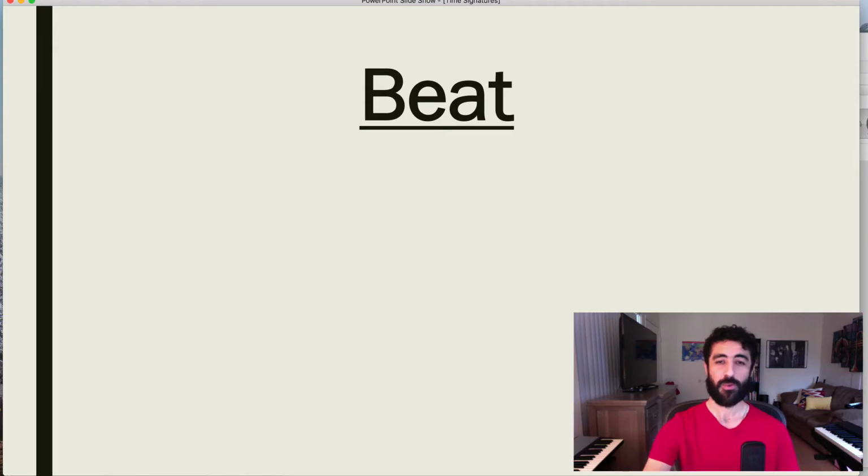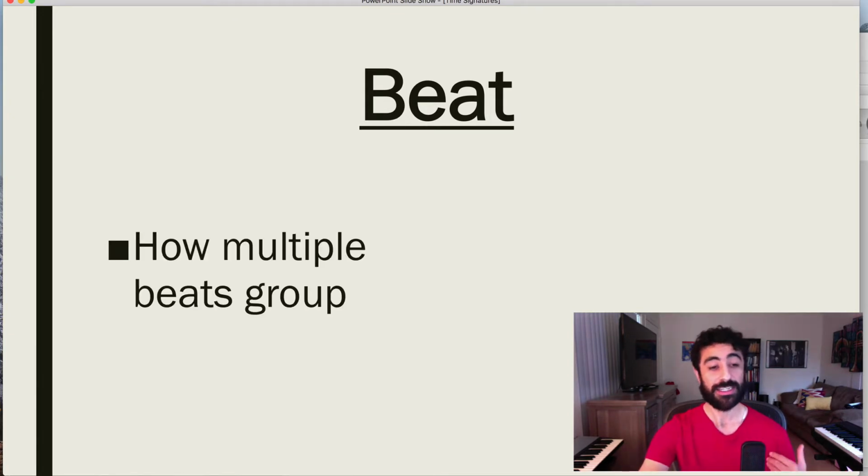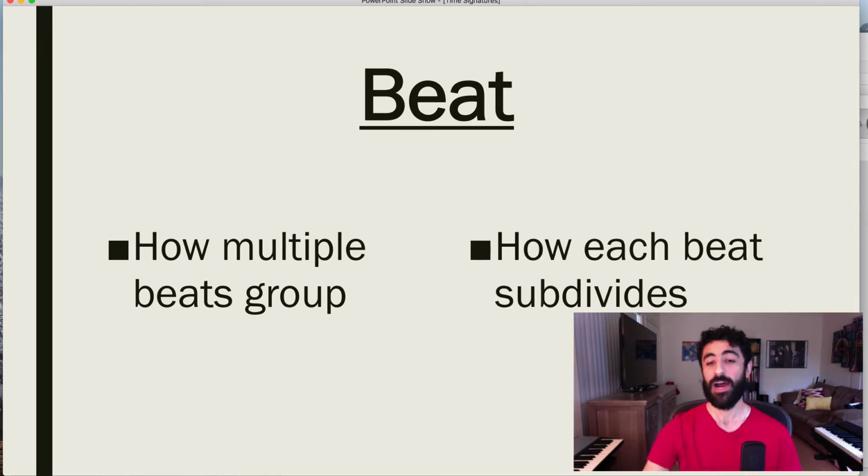First, where is the beat? You need to feel that beat and figure out where it is. Once you know that, it's useful to know how multiple beats group and how each beat subdivides. So that's all you need to know. Where is the beat? Number one, how multiple beats group, and how each one of those beats is subdivided.